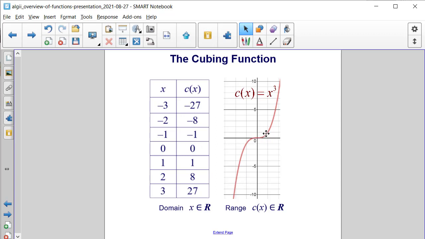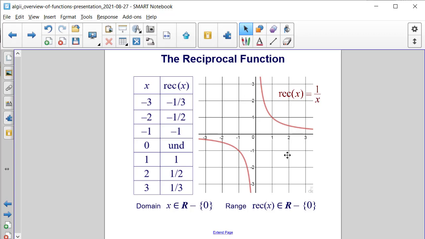And whatever your x value is, you cube it to get your y value as your output, or your c of x function. The domain is from negative infinity to infinity, or all real numbers, and the range is similar, from negative infinity to infinity, or all real numbers, mainly because when you cube negative numbers, the output value is also negative.